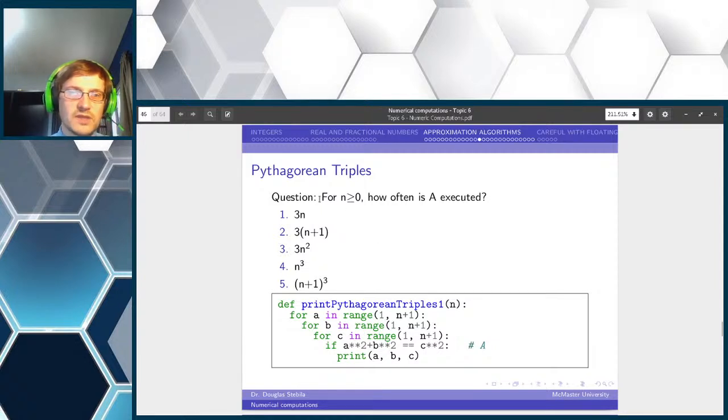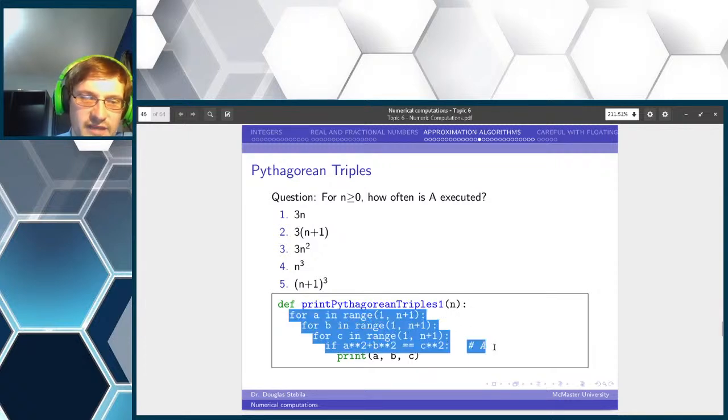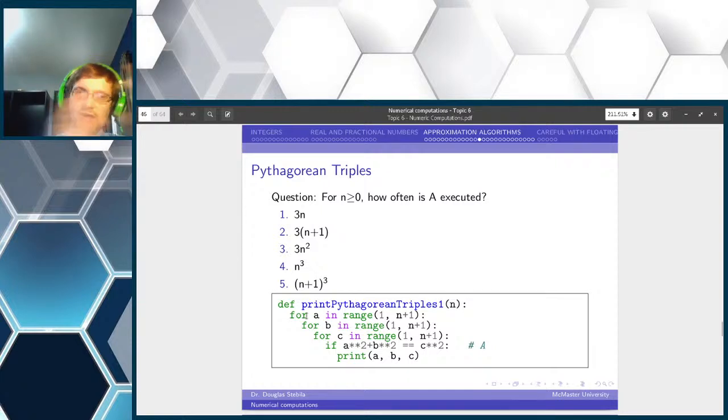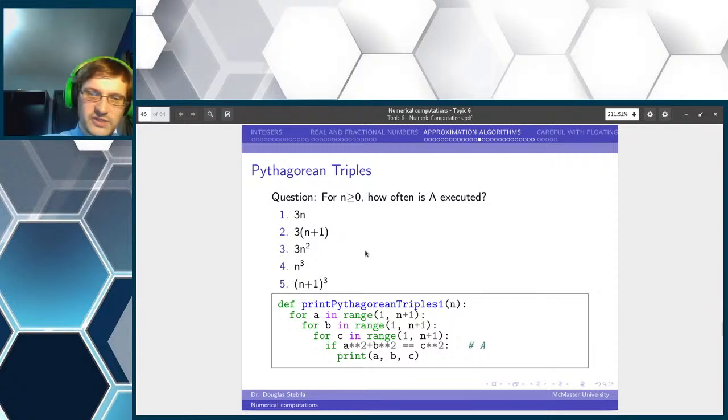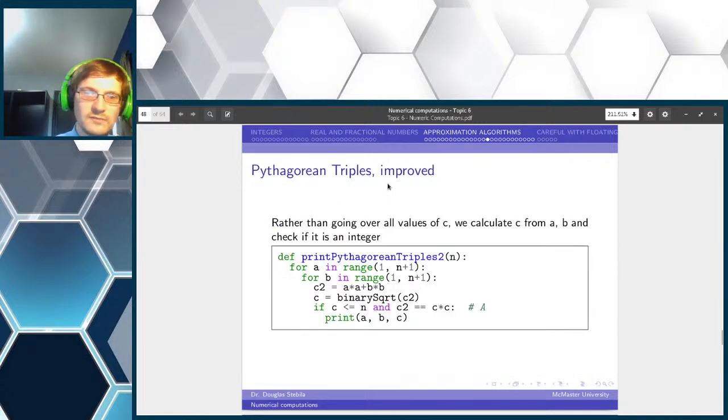So, for n greater than or equal to 0, how often is A executed? Well, we've got 3 nested loops here. So, it would be n cubed. Because whenever you have nested loops, you multiply the number of times each loop executes. So each loop nesting is one power of the number of times the loop executes. So there you go. N cubed.